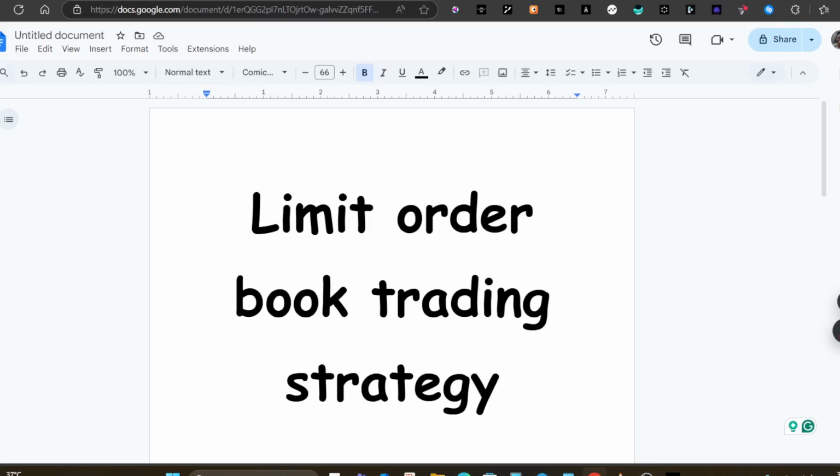Have you ever wondered how professional traders predict price moves before they happen? Well, the secret lies in the limit order book trading strategy. Understanding the order book can give you an edge in the market, helping you spot liquidity zones, hidden market imbalances, and optimal trade entries.